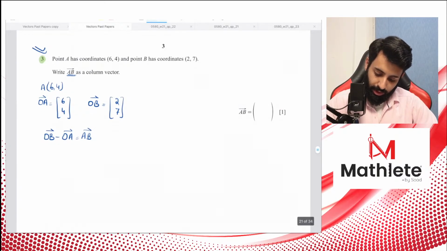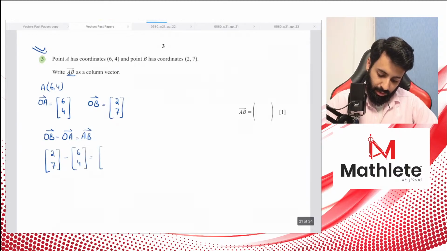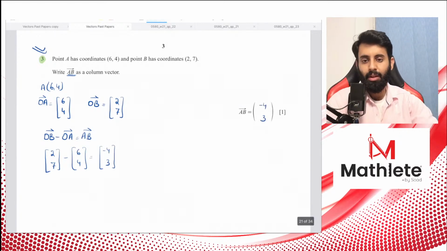So you know the coordinates of B, that means you know the vector OB, so that's (2, 7), and you know OA, which is (6, 4). So let's work this out. 2 minus 6 is minus 4, 7 minus 4 is 3, and there you go. That's it. That's your answer. (-4, 3).